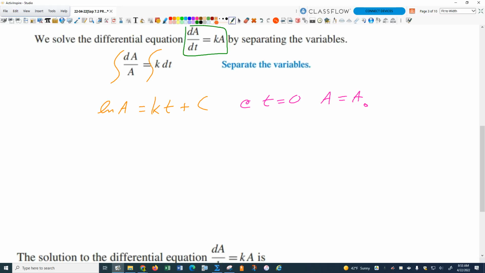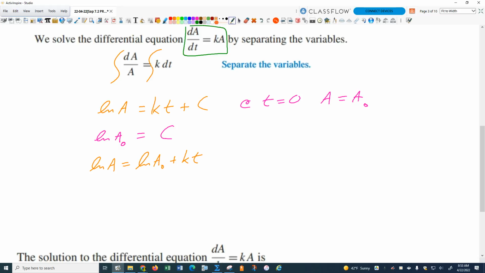If we plug in 0, we just get the natural log of A naught is equal to 0 plus c. So that's the value of c. C is equal to the natural log of A naught. Okay, and so we can plug that back into our equation, and this is what we get. The natural log of A equals the natural log of A naught plus kt, right?